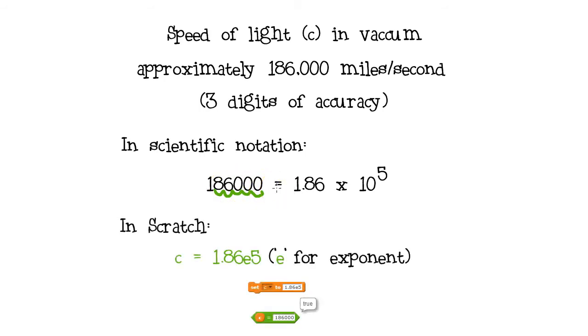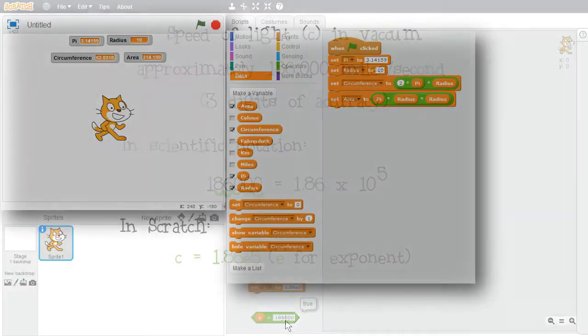To set a variable to 186,000 using scientific notation in Scratch, you can assign the variable the value 1.86e5, where e refers to the exponent for the base 10, and 5 is the number of that exponent. For example, initializing c to 1.86e5 is the same as initializing it with 186,000. I'll go back to the program and try it.